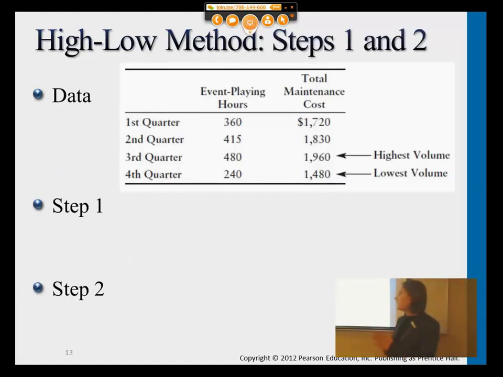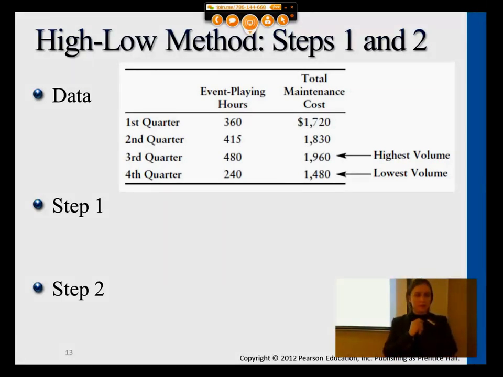So let's say we have this data. We have event plane hours for different quarters of the year, and then we have total maintenance costs that we had to pay for those quarters. What are we going to do first? We said that we're going to first identify which one is the highest and which one is the lowest level of activity. We see here 1960 is the highest volume, and 1480 is the lowest volume. We're just going to play with those two numbers for now.